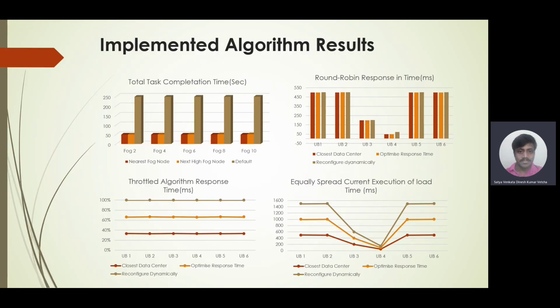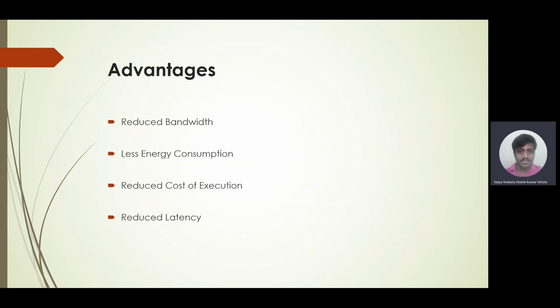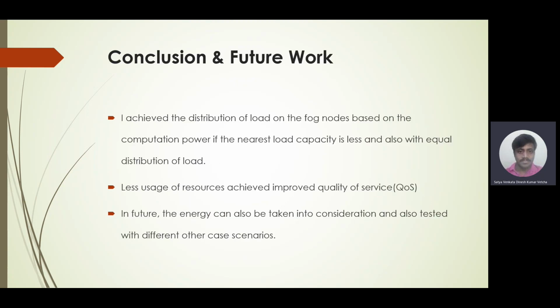When coming to latency, when I compared in the iFog simulator, the latency is less with the default algorithms. When I compared with the Cloud Analyst tool, the existing default algorithms, like round robin, throttled and equally spread execution algorithm, performed better than the proposed one. They performed the operations within milliseconds. My operation is taking seconds. And the advantages are that bandwidth is reduced, with less energy consumption, reduced cost and reduced latency.